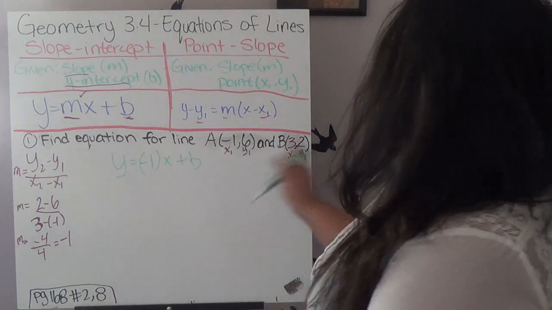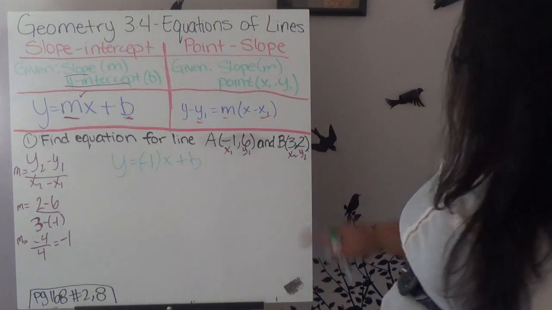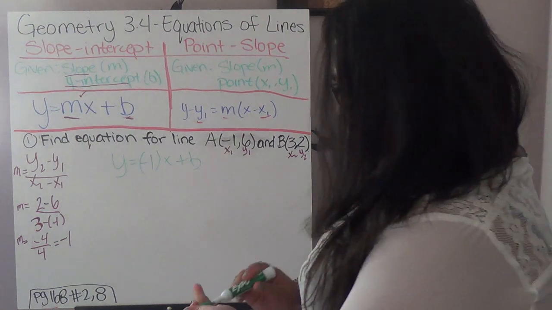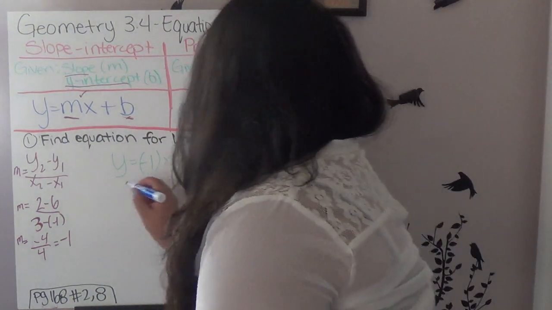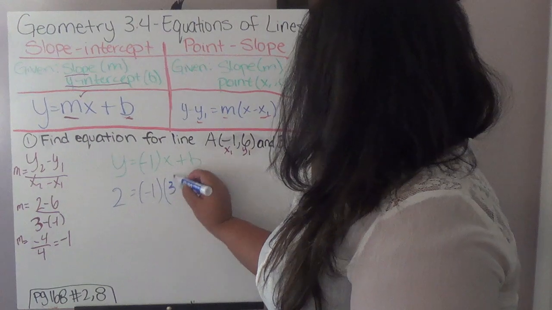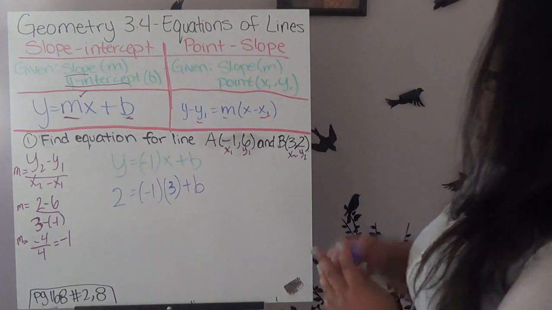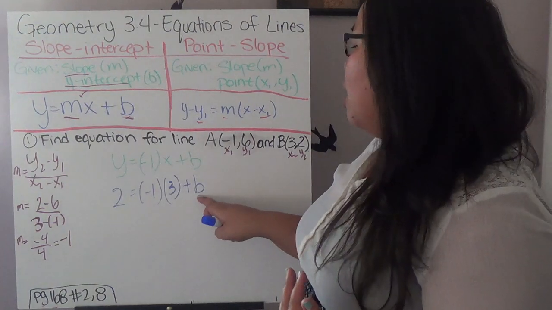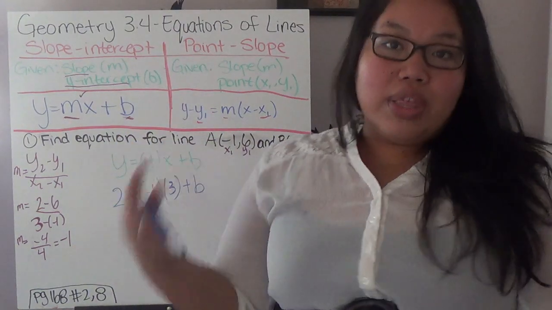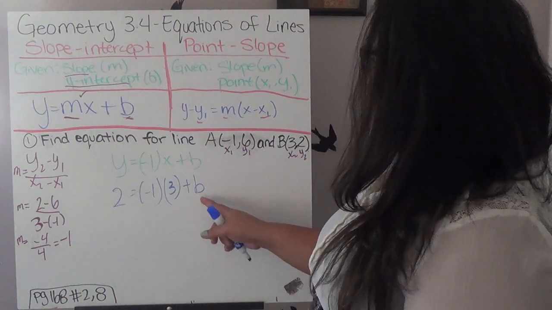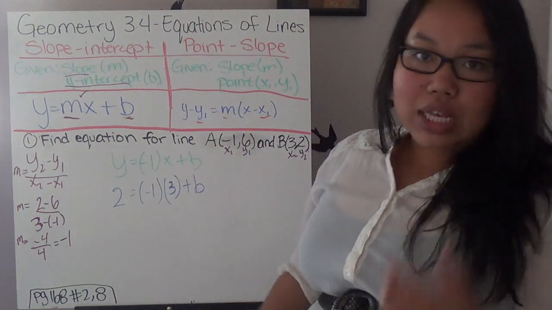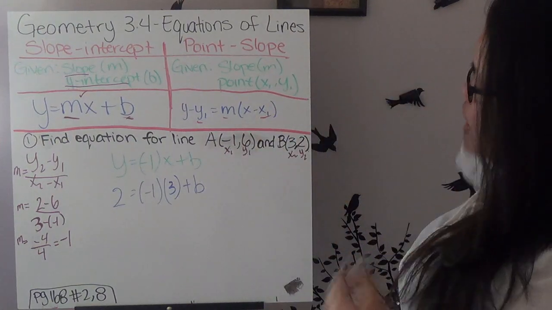And here's what I mean. I can choose whichever one of these points. I'm going to choose the positive, so 3 and 2. So 3 would be my x, and 2 would be my y. Let's plug it in. My y is 2 equals -1 times my x, 3, plus b. The reason I did that is because b is now the only variable that's missing. Since that's the variable we're looking for, we can solve to find what b is. I don't need x and y in my final product, but I use x and y to find my missing variable, which is b.